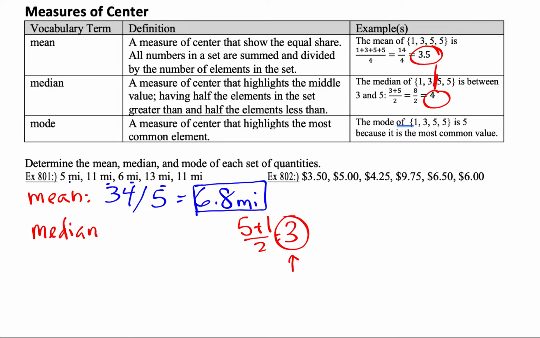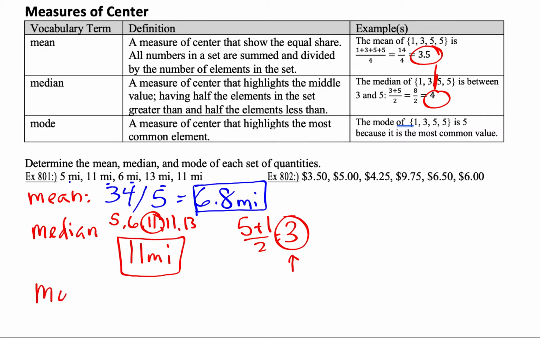So the smallest number here I see is 5. The next smallest number is 6. And then it looks like I've got 11 twice and 13. However, since I knew it was the third one, I actually could have stopped right there at 11. So the median is 11 miles.